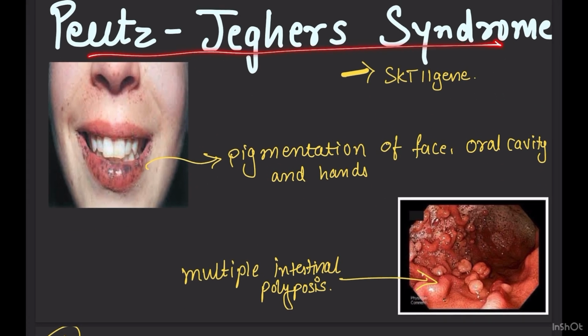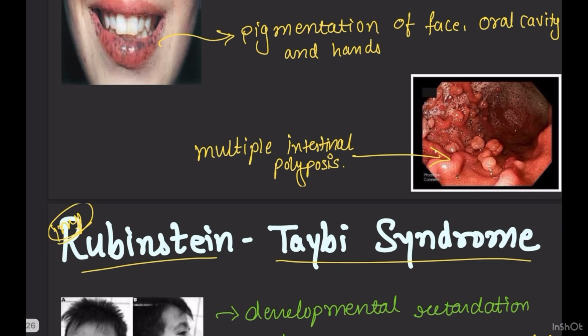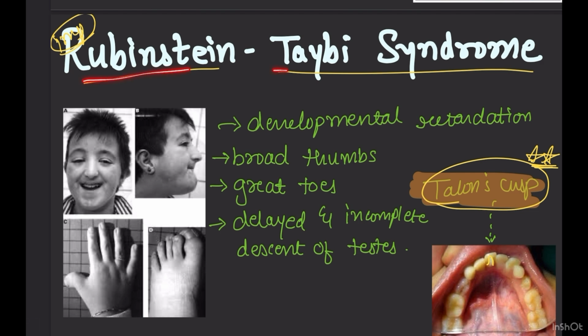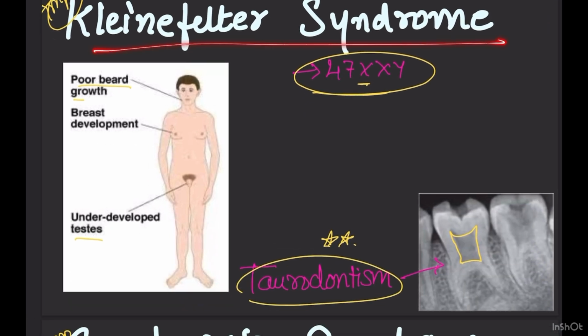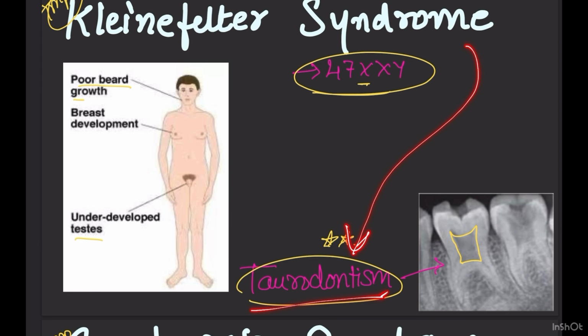Next is Peutz-Jeghers syndrome, which is related to the STK11 gene. It shows pigmentation on the face, oral cavity, and hands, and also multiple intestinal polyposis is seen. Next is Rubinstein-Taybi syndrome. Here, the main point for us is Talon's cusp, which is seen behind the incisors. Next is Klinefelter syndrome. Here the important point is taurodontism, meaning enlarged pulp chambers are seen in the teeth, which occurs in Klinefelter syndrome, 47 XXY syndrome.